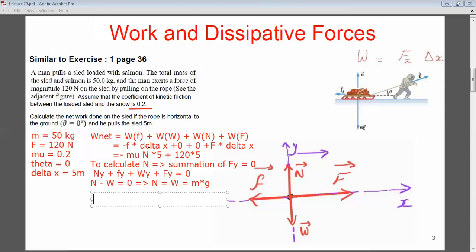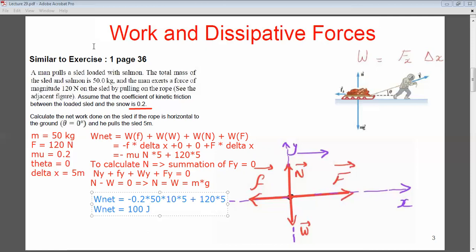Okay, so I come now to my W net. So W net is equal to minus mu. Mu is 0.2 times N, which is M times G. M is 50 times G is 10 times delta X, which is 5, right? Plus 120 times 5. I do the calculation. This will give me 100 joules.